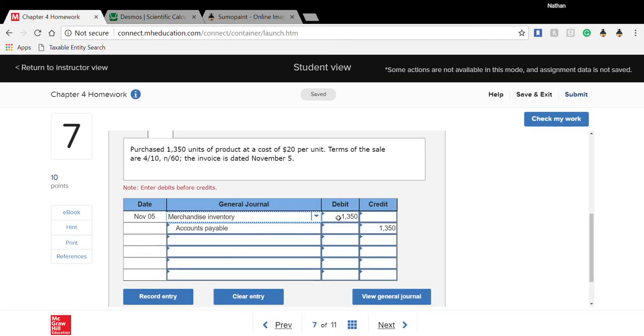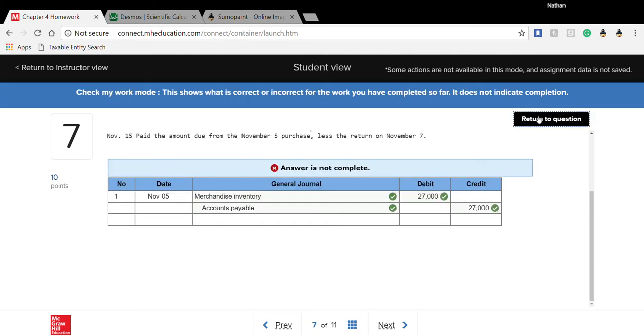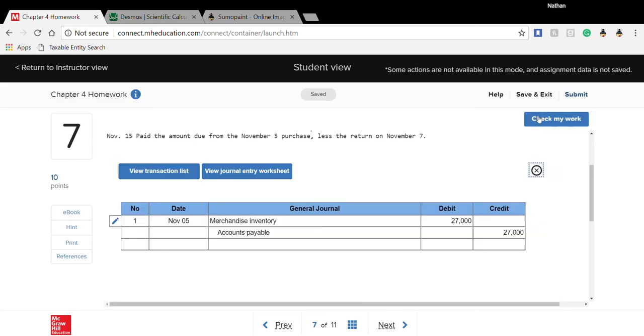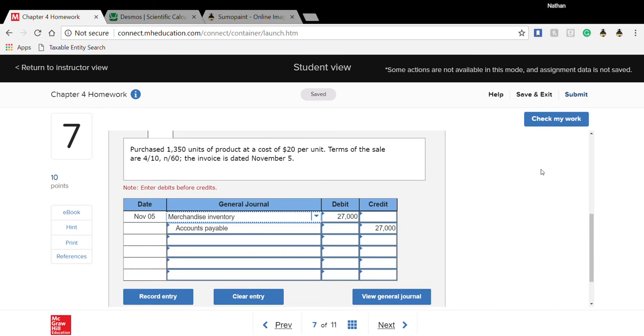It's always good to actually show the common mistakes. Connect is going to warn you, and it's always good to see. I just made a slight error, and that happens. No questions asked. It's just an error. So take the 1,350 that we have, times 20, and that will get you the right amount. After you hit check my work, hit the X when you go back, and that will get you right back to here. Again, Connect likes debits before credits, exactly like the journal entry in the notes.